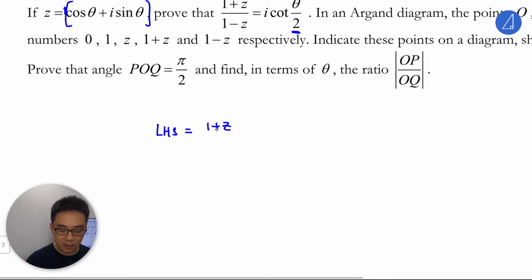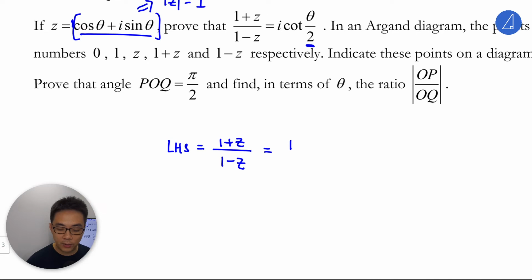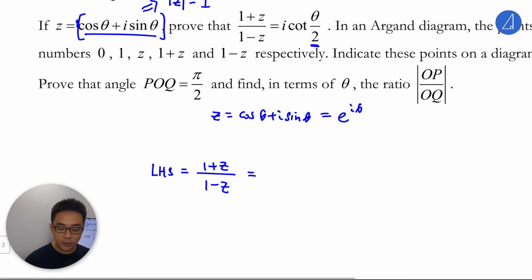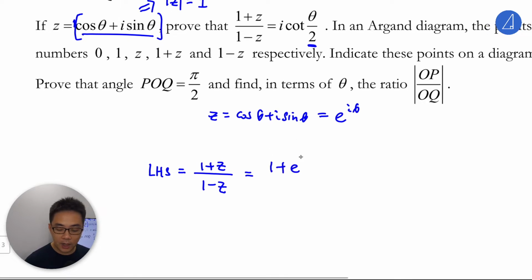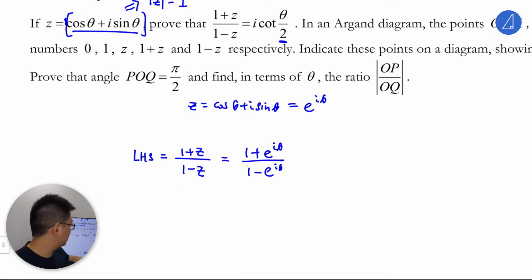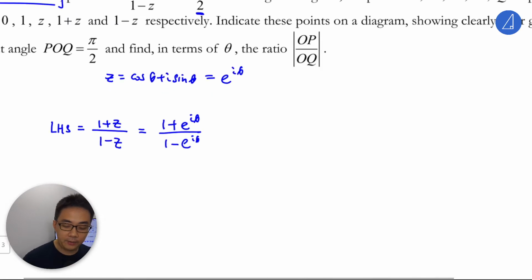1 plus z over 1 minus z. What's the easiest way to do? Don't use trigo ratio to solve it. You will take a long while. So you know that if z is equal to cosine theta plus i sine theta, this is just Euler's identity. So it's e^(i theta). Okay, so that's the first thing. So manipulate it using exponential form. Okay, that is the exponential form. Manipulating it should be quite okay.